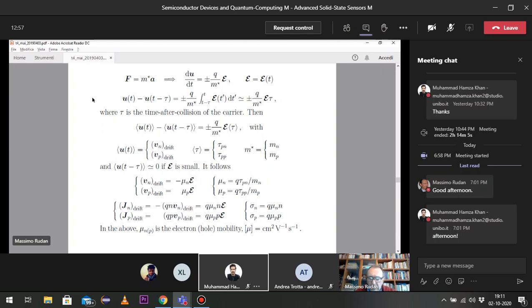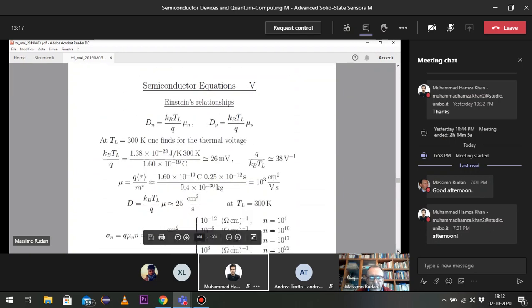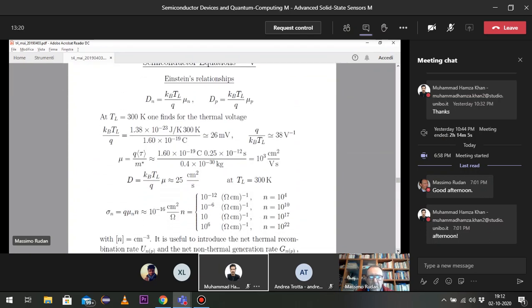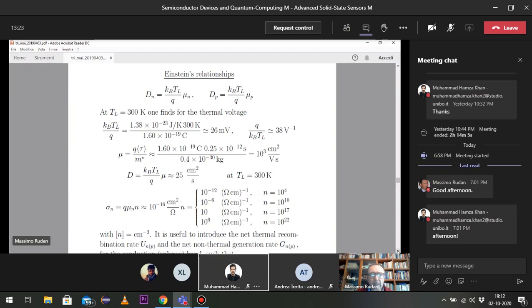So it is convenient now to shortly go through these parameters in order to have an idea about the order of magnitude of each parameter. This is done in the next page. First of all, the mobilities and the diffusion coefficients in the frame of the drift diffusion model are not independent from each other.